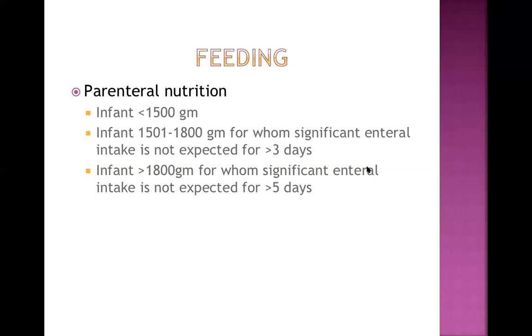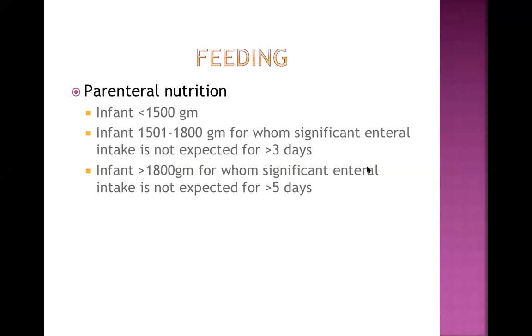Now, what are those parenteral nutrition? What are the elements of parenteral nutrition? Anyone? What we give? We can give carbohydrates, normal saline. Okay, fine. So we give all the smallest component of macronutrients. Smallest component. Now you got your answer.